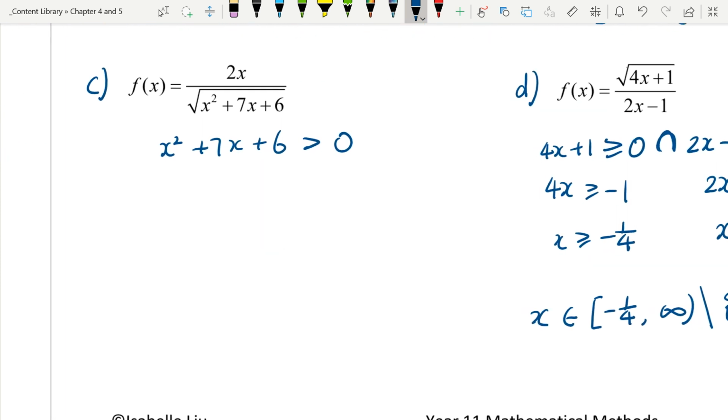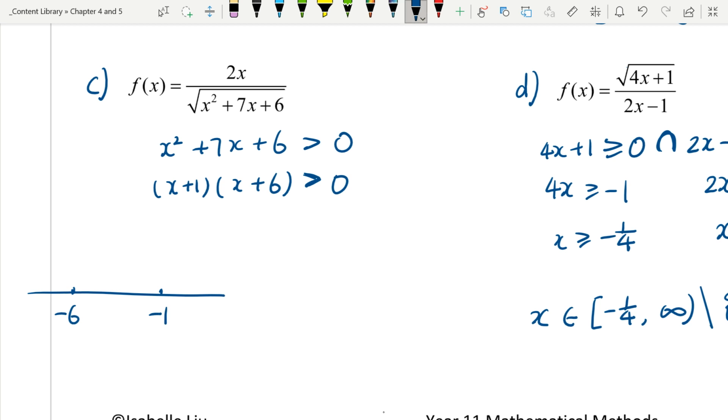So for this one, I move everything to the left-hand side and make it greater than 0. So that's x plus 1 and x plus 6, if you factorize it, greater than 0. Why do I also factorize it? Because I want to sketch it. So you will have x-intercepts at -6 and -1. And you know it's a positive shape.